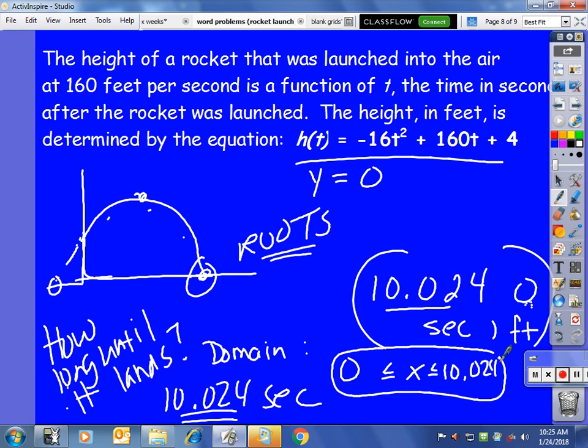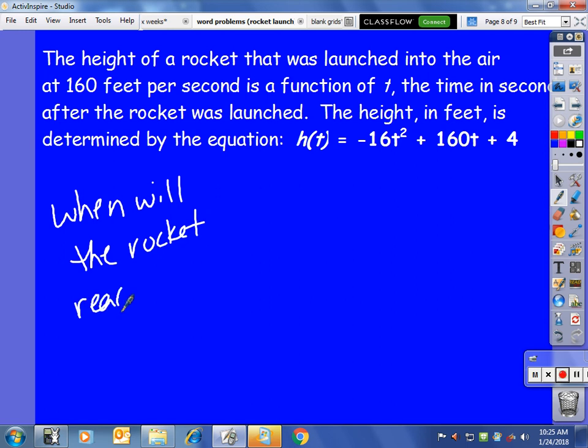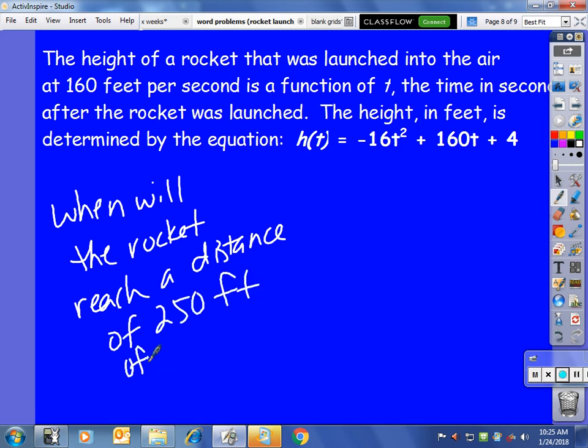So we talked about what a vertex question would sound like, what a roots question would sound like. Axis of symmetry would pretty much just be axis of symmetry. We talked about domain, we talked about range. Now, look at this problem. When will the rocket reach a distance of 250 feet off the ground? What am I telling you? I'm telling you a y.